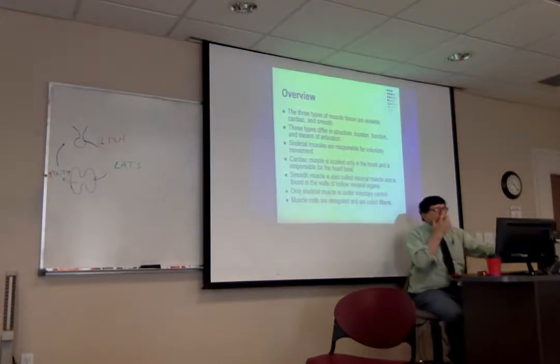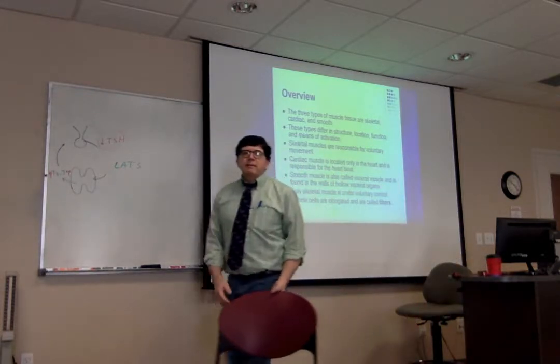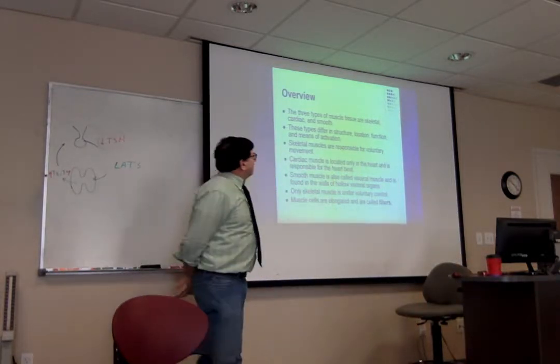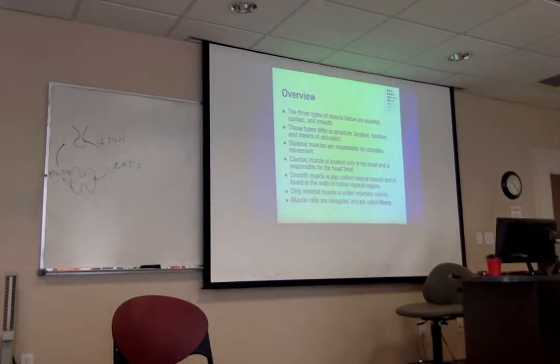All right, so today we're going to talk about muscle. The last section here is on muscle. And there are three types of muscle tissue: skeletal muscle, smooth muscle, and cardiac muscle. And they differ in a number of ways: in structure, location, function, and means of activation.